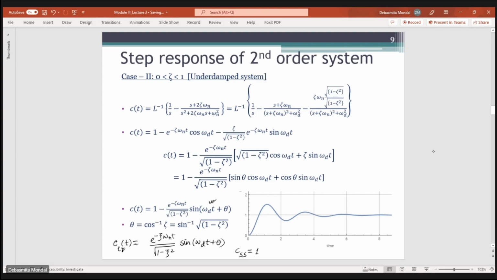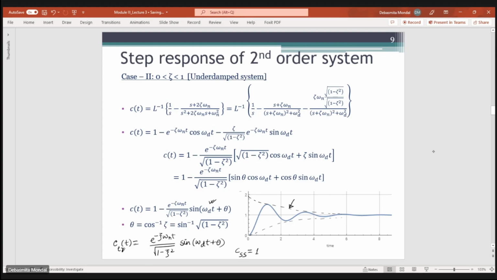So here you see that the response is starting from 0. It is going through some oscillations, and finally it is settling down to a value which is equal to 1. Now, an interesting thing to observe is that these damped oscillations are basically enclosed by two envelopes, and the sinusoidal signal is following them.